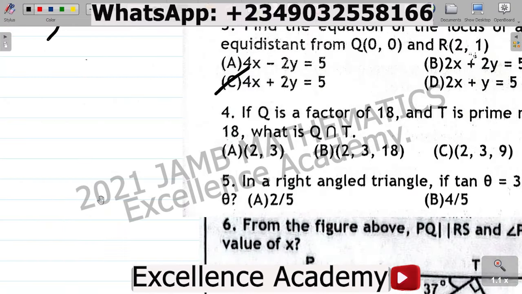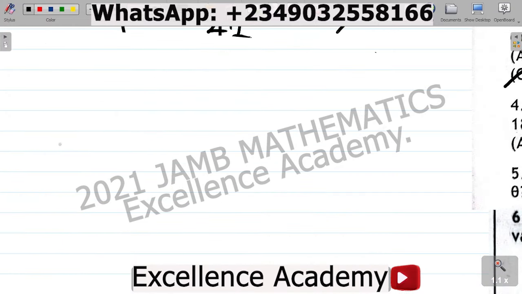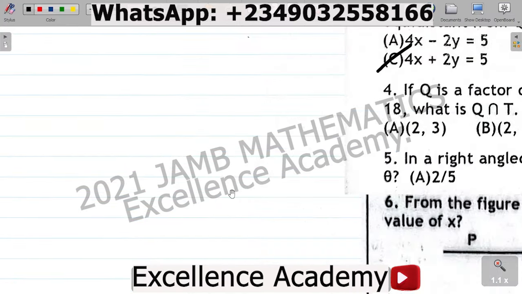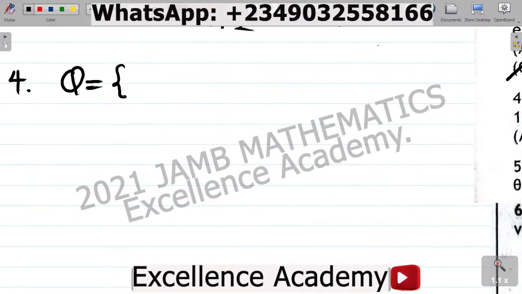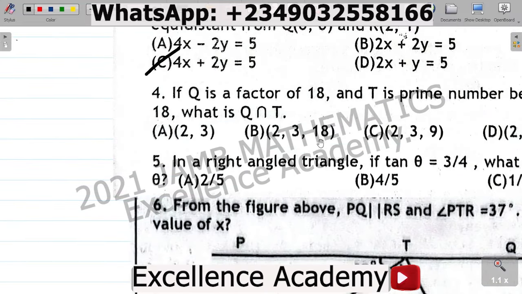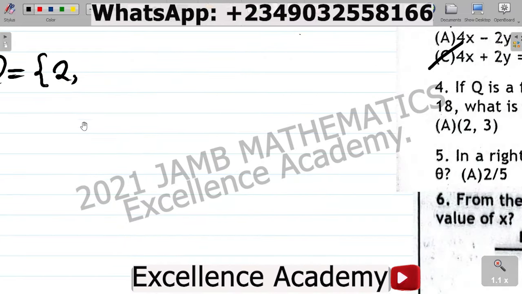Let's get option Q. For Q, this is question 4. Now, let's get the elements in Q. For Q, this is under set. They said factors of 18. The factors of 18 include 2, because 2 can divide 18 to give you a whole number. So when they say factors of 18, we're talking about those numbers that can divide 18 and you have a whole number. The first one there is 2.